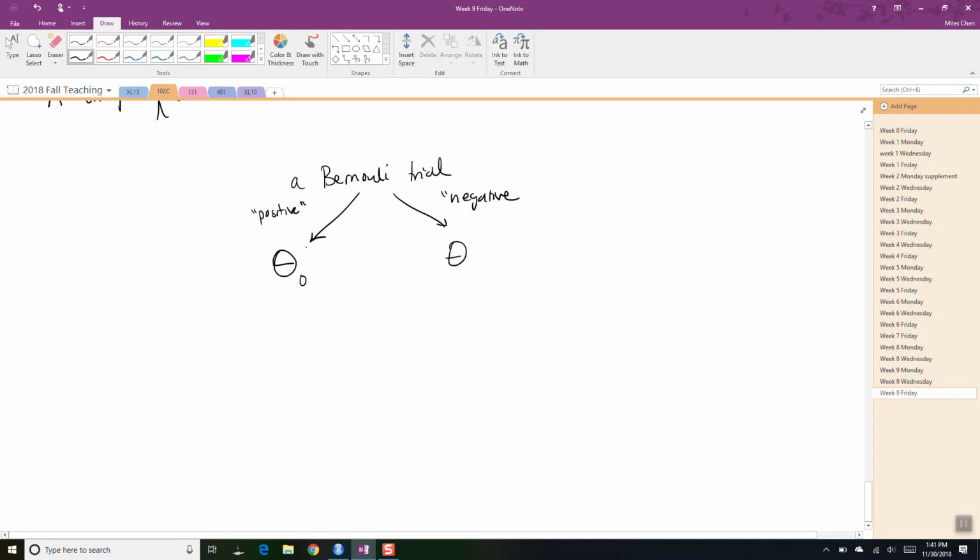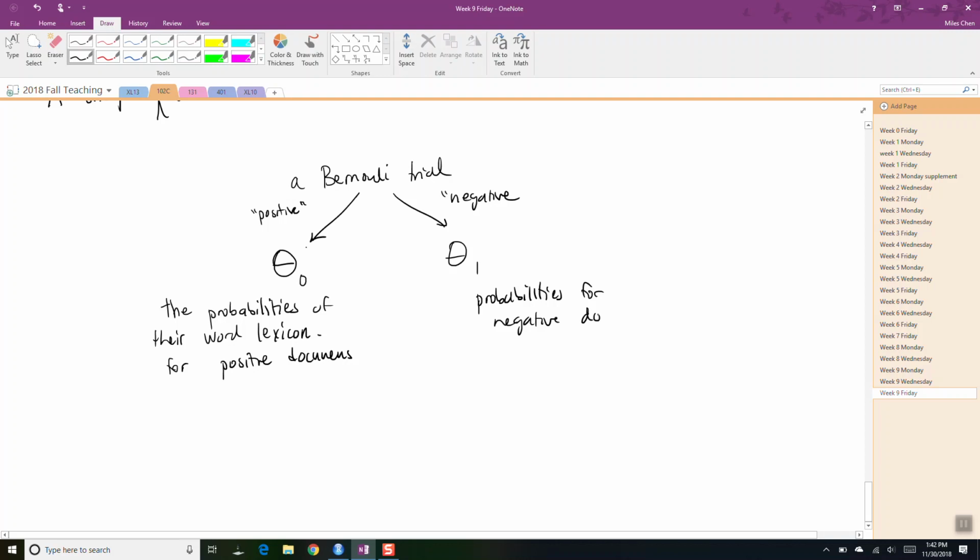So positive will have a, we'll call this theta 0 versus theta 1. So theta, this represents the probabilities of their, quote, word lexicon. So do you remember that word lexicon that we used in the deciphering thing? Okay, it's kind of like that, except we have a word lexicon with probabilities for positive documents, and we have a word lexicon with probabilities for negative documents, okay? So probabilities of the word lexicon for, I guess, positive documents versus probabilities for negative documents, all right?